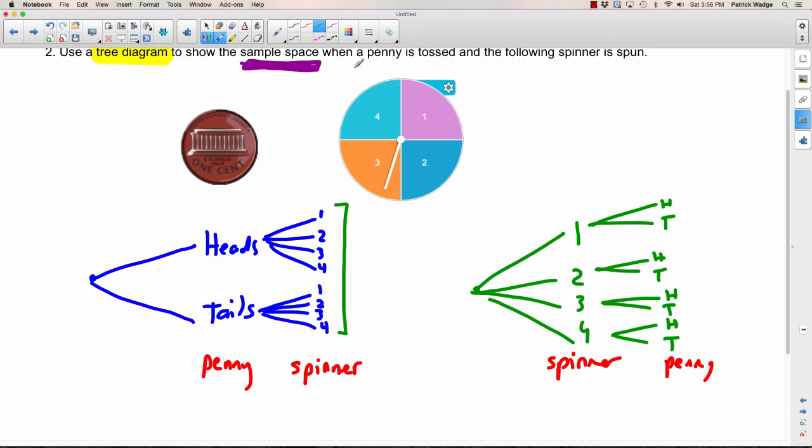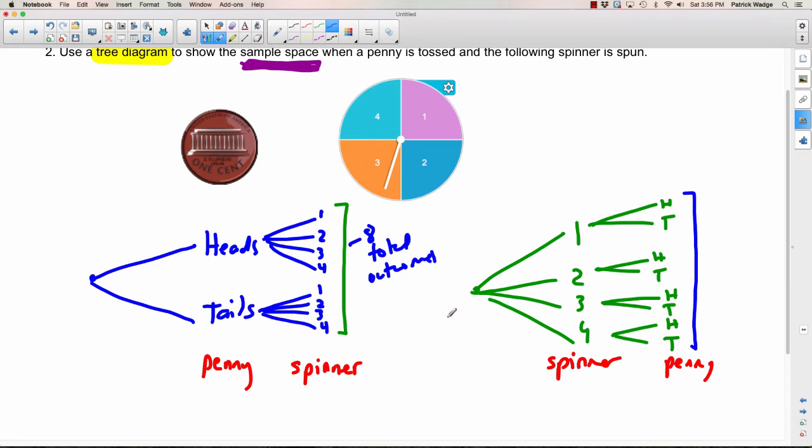Or if you were using this tree diagram, you'd count right here: 1, 2, 3, 4, 5, 6, 7, 8. So we know there's 8 total outcomes. I'm just going to write that here. 8 total outcomes. I'm not going to write it over here as well, but same thing.